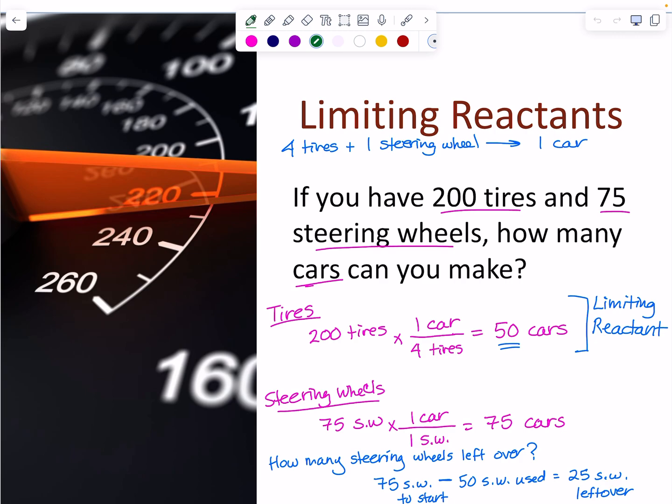So if we go back to our example of the cars and the steering wheels and the tires, the limiting reactant is going to determine how many cars I can make. And the number of product that we can make based on the amount of limiting reactant we have is called the theoretical yield, okay?